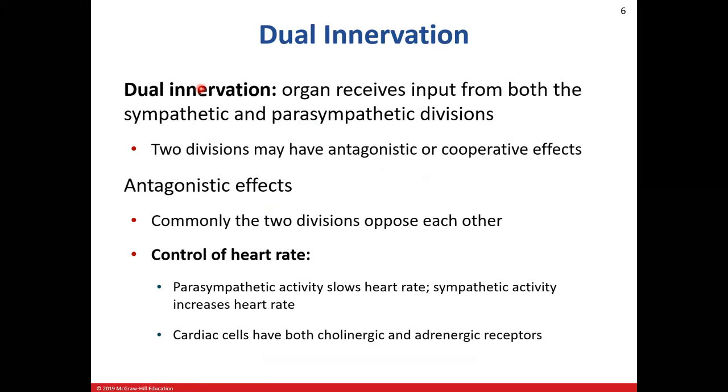So when we look at the antagonistic effects of these two systems, we see that they commonly oppose each other. For example, when we look at the control of the heart rate, the parasympathetic division is going to slow the heart rate, whereas the sympathetic division is going to increase the heart rate. We see this because the cardiac cells actually have both cholinergic and adrenergic receptors. And those receptors basically respond to different types of hormones, and they cause different effects.